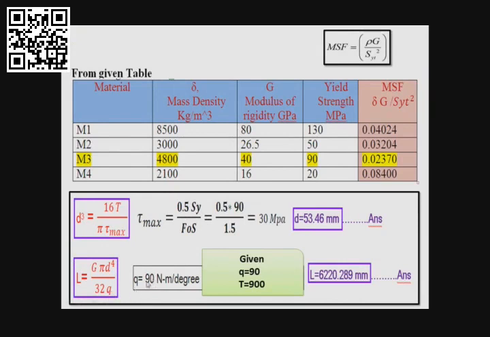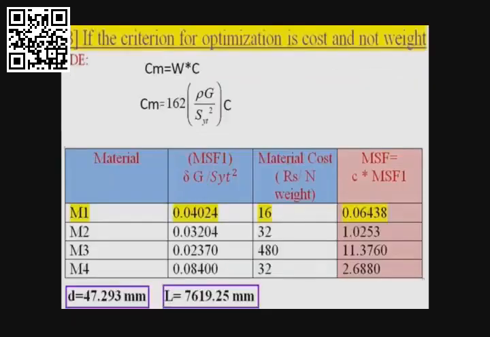Substitute the value of D, that is 53.46, and Q is 90. You can see here this is in Newton meter per degree, so you don't get confused. Substitute all the values, and you will get the length is equal to 6220.289 mm.